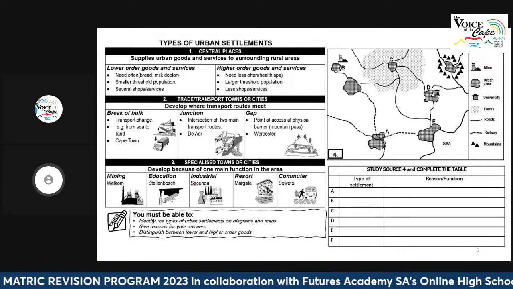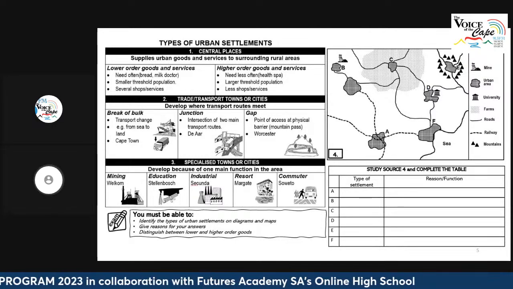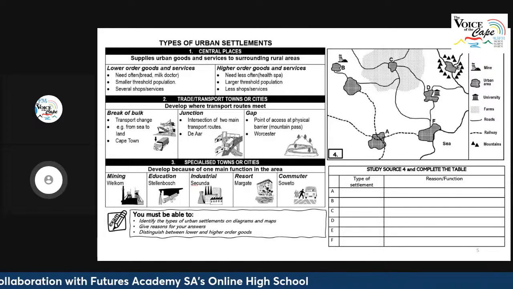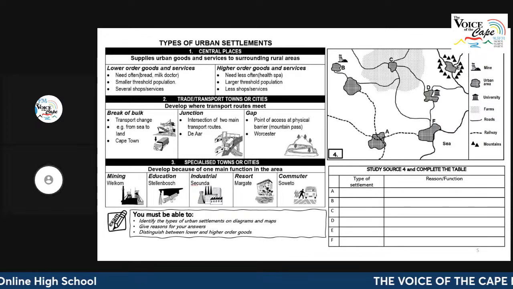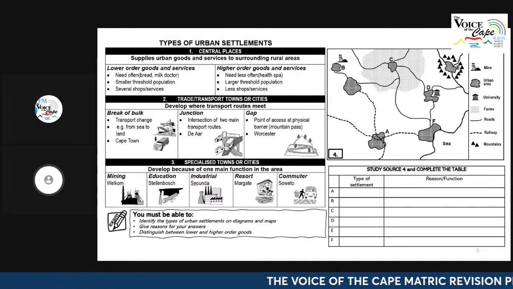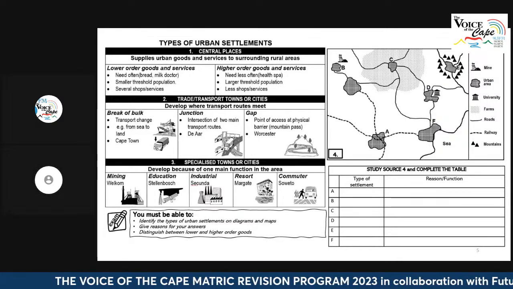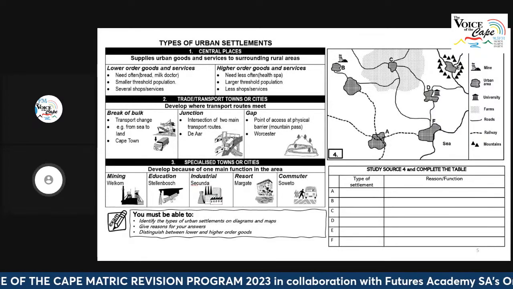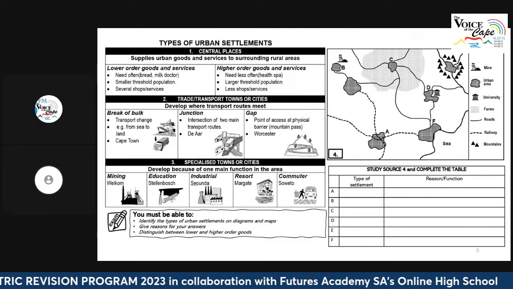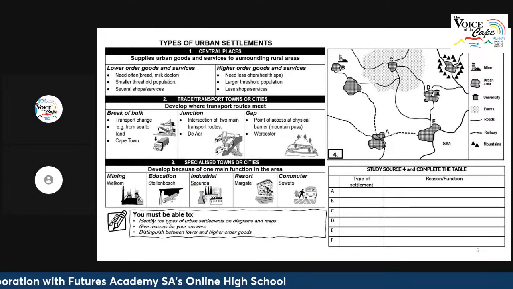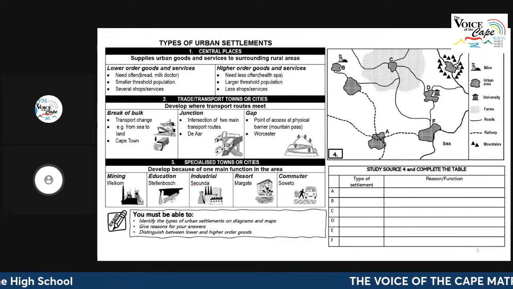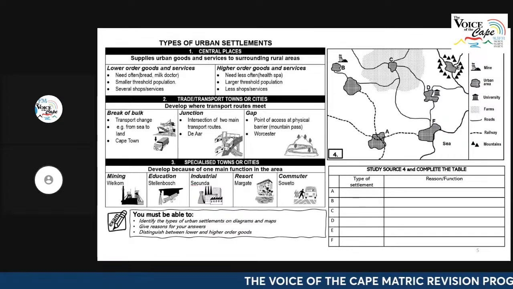You also need to know what lower order goods and higher order goods are. I forgot to mention that. Lower order goods are things you need on a daily basis, every single day: bread, milk, a doctor, etc. Whereas higher order goods are things you don't require on a daily basis, maybe a pair of Nike Techies or a handbag, or maybe a specialized doctor, a physician, or a cardiologist. You don't require it on a daily basis.